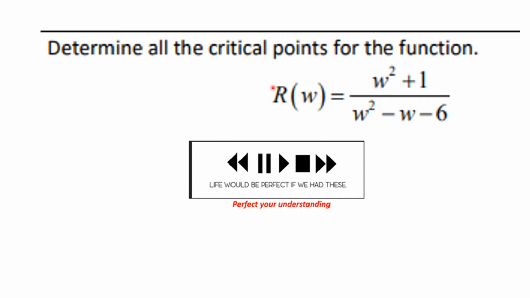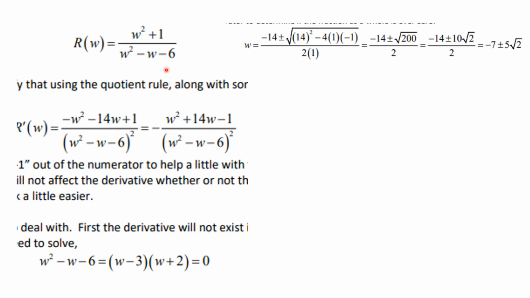Here's another one. Determine all the critical points for this function, and this is a quotient rule. You know what to do. Let's see how you did. Okay, when I take the derivative, and I didn't do all the details here, you should practice this and make sure you can simplify it into this expression: minus in front, w squared plus 14w minus 1, all over this denominator whole squared.